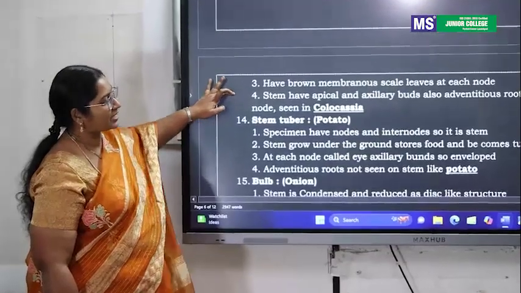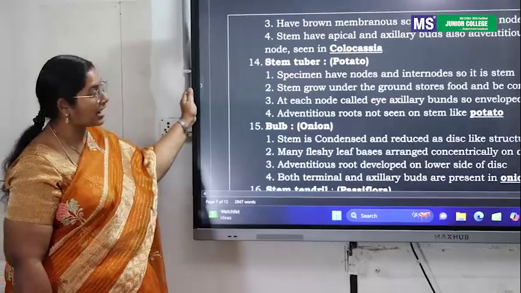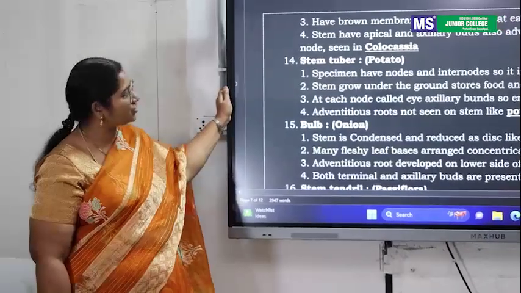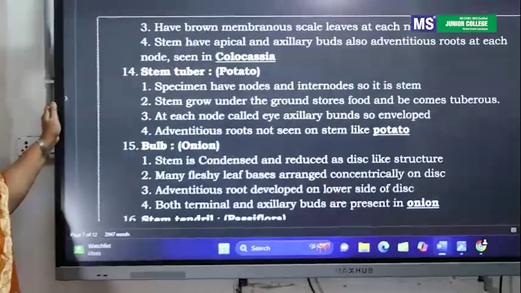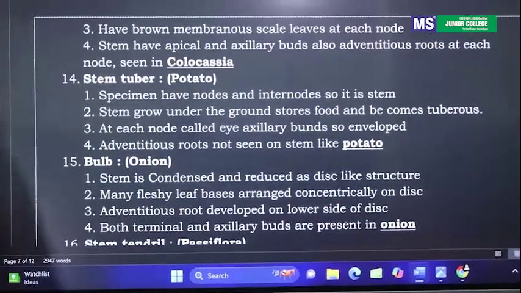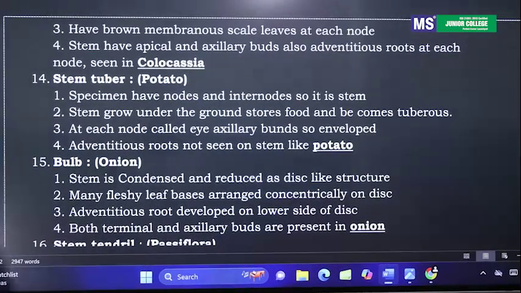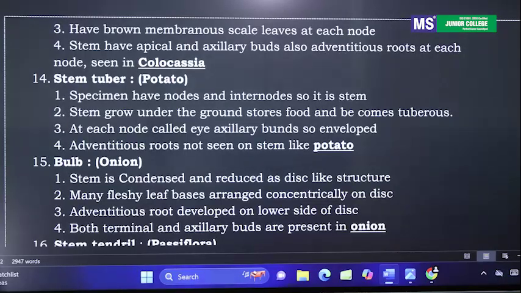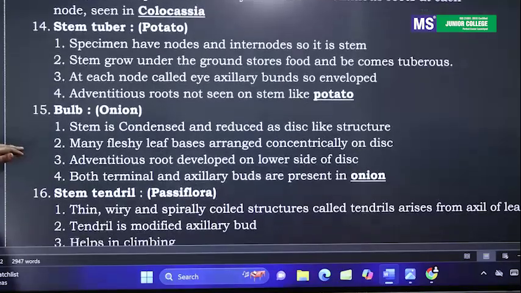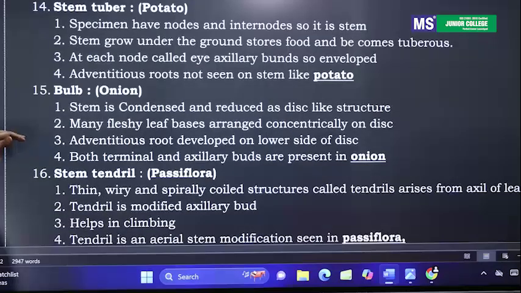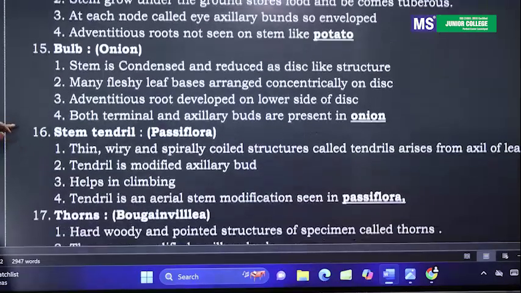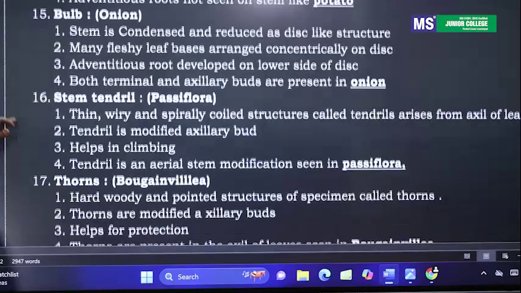Brown membranous scale leaves at each node. The stem has apical and axillary buds, also with adventitious roots. Then stem tuber, potato. The specimen has nodes and internodes, so it is a stem. The stem grows under the ground, stores the food material and becomes tuberous. At each node it contains spots called eyes, and at that eye point axillary buds develop. Adventitious roots are not seen on a stem like potato.